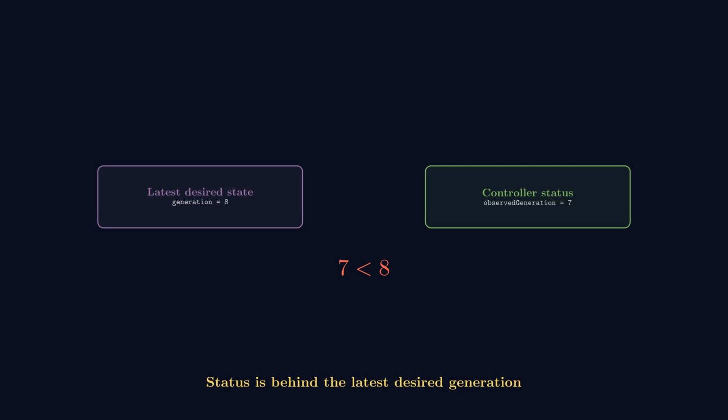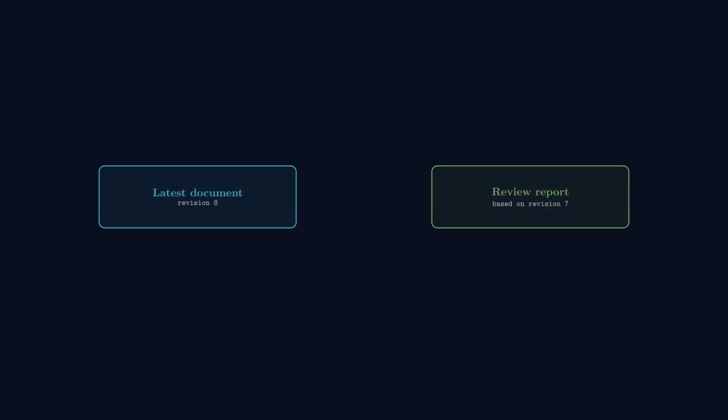A useful way to think about this is a document review. The latest document is revision 8, but the review on your desk was written for revision 7.